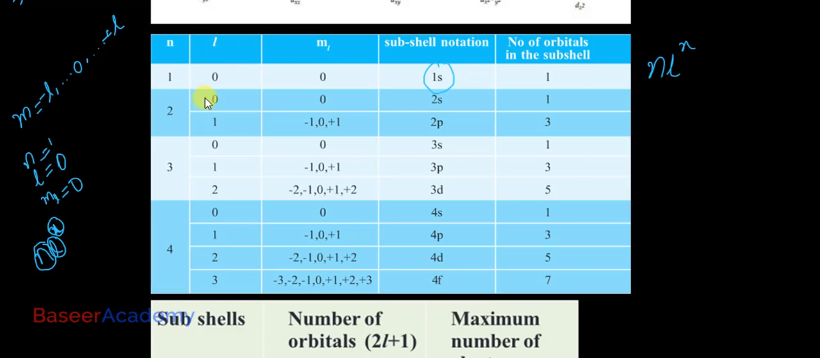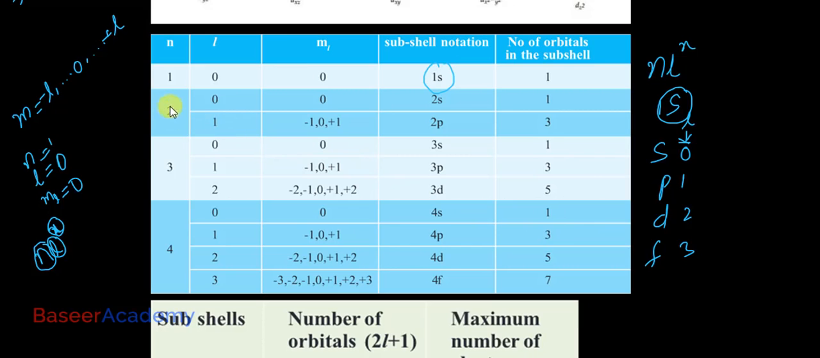The value of N is 1, so in place of N, I'm going to write 1. The value of L is 0. 0 means it is the s subshell, right? So this will be 1s. If you forgot already, write it once again. s, p, d, f: the value of L for s is 0, for p is 1, d is 2, f is 3. Just write it down like this: L is 0, 1, 2, 3.